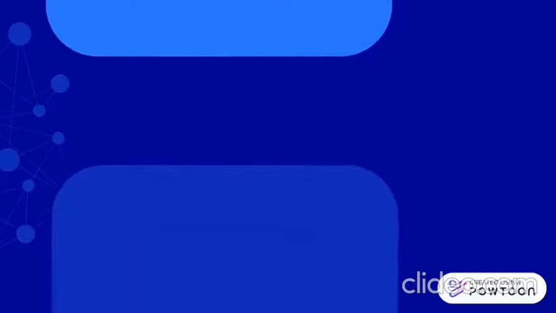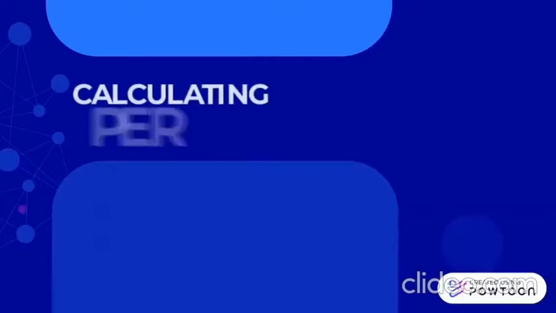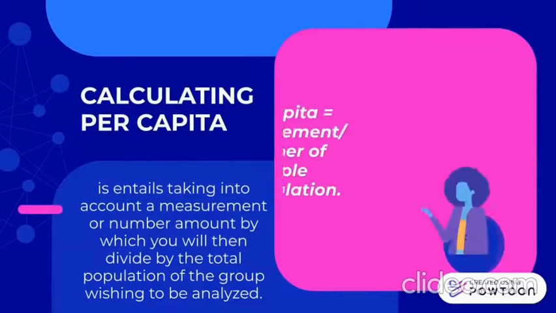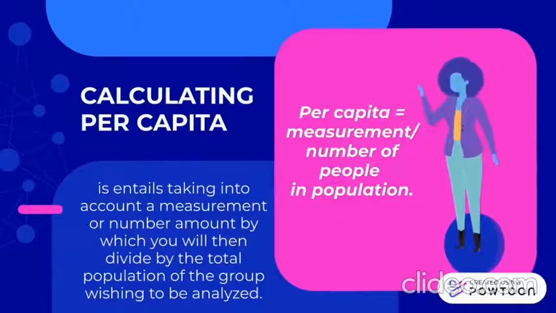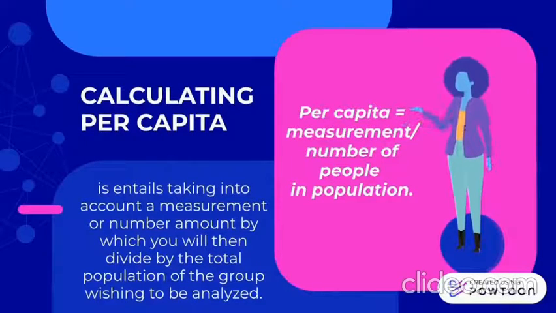Next material is calculating per capita. Calculating per capita entails taking a measurement or number amount which you will then divide by the total population of the group wishing to be analyzed. The following formula can be used to determine the per capita. Per capita is measurement or number of people in a population.